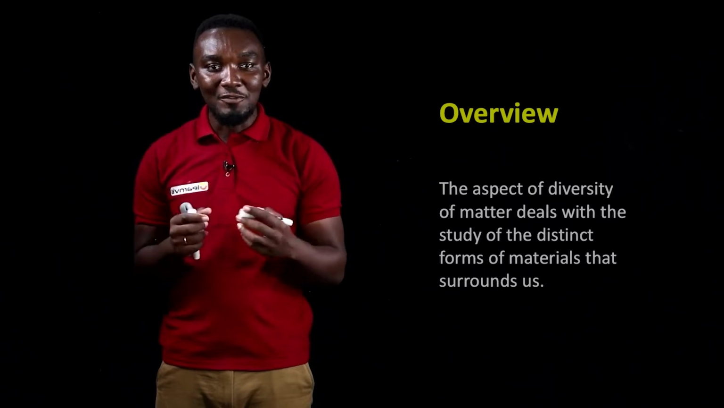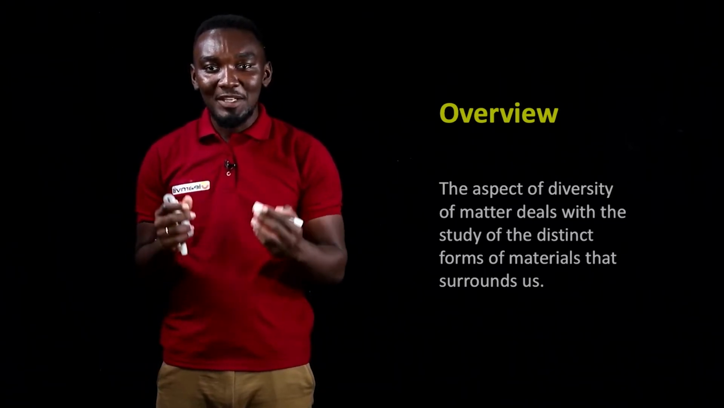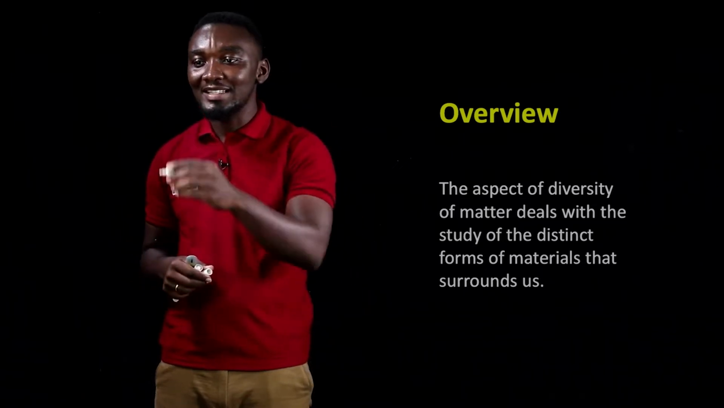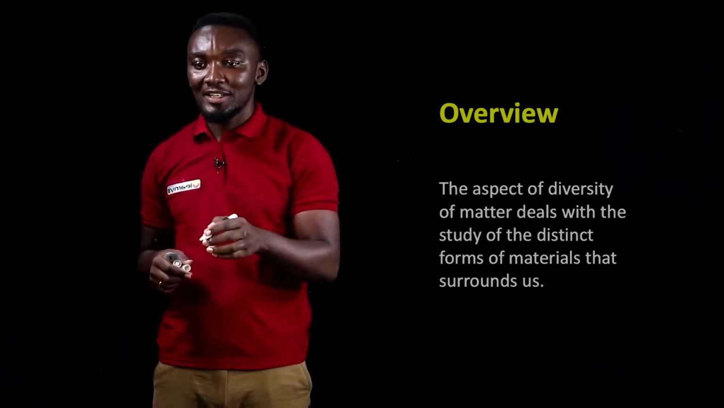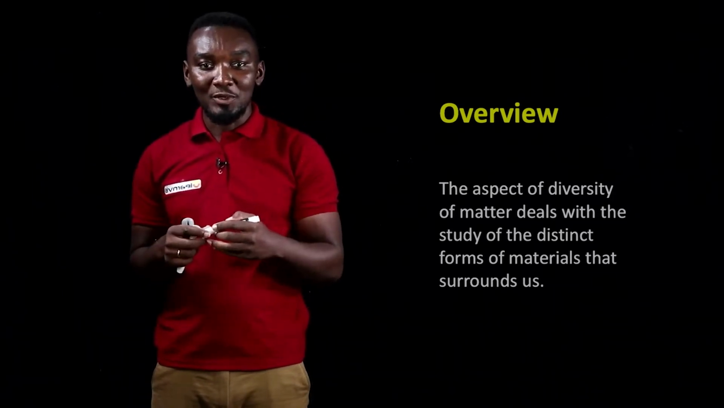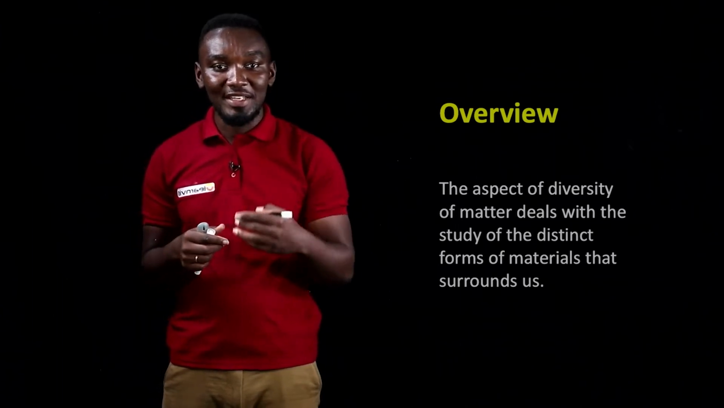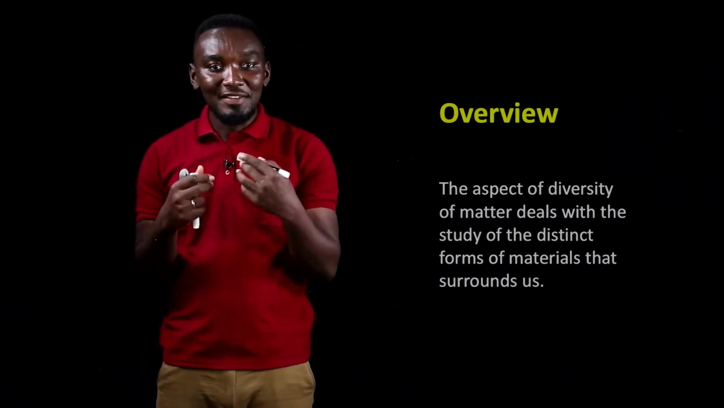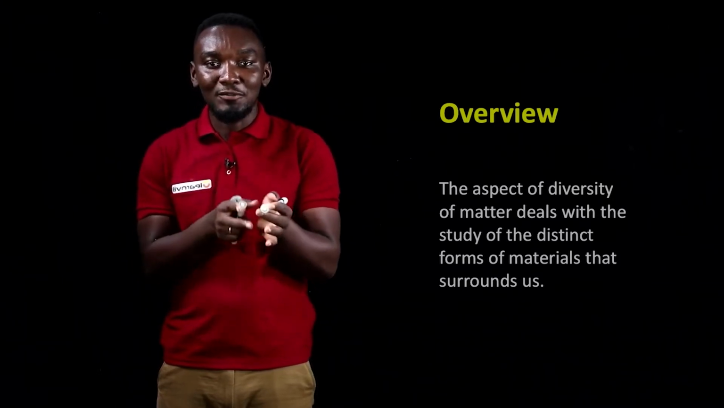So let's look at the overview. When we look at diversity of matter, we are looking at the aspect of matter that deals with the distinct form of materials that we can see surrounding us. So for example, when you look at air, it is one material that you cannot see with your naked eye, right? We only feel it and then we breathe it. So that is a distinct form.